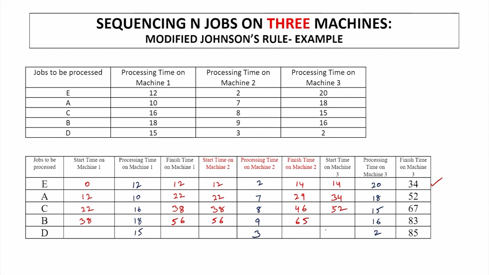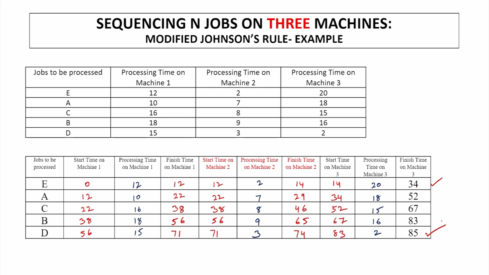65, but I can start at 67 only. I can start at 67 plus 16, 83. Same way here, I can come here 56 plus 5, 61, 71. I can start at 71, 74, and then I can start at 83 to 85.